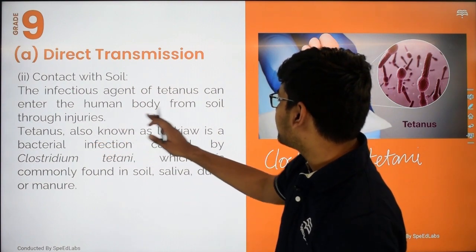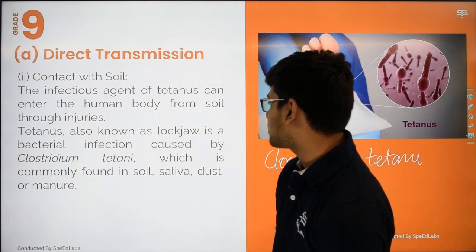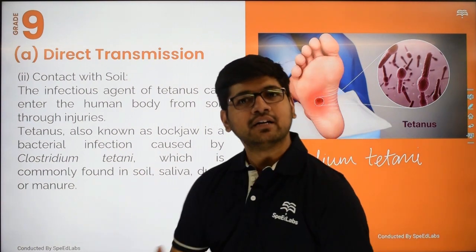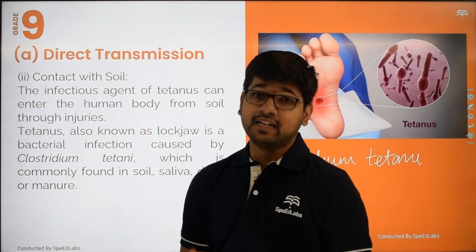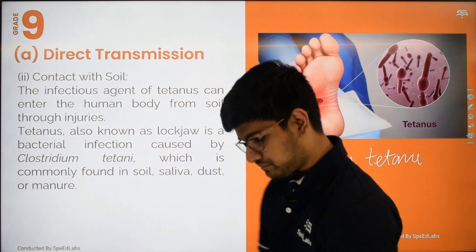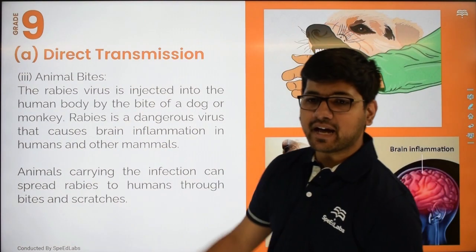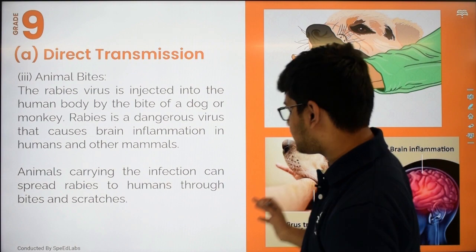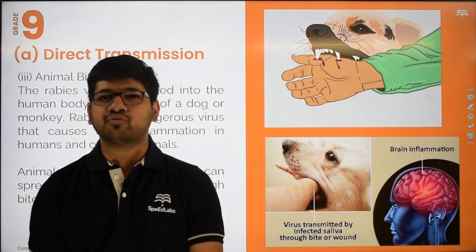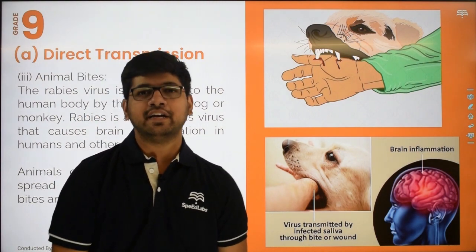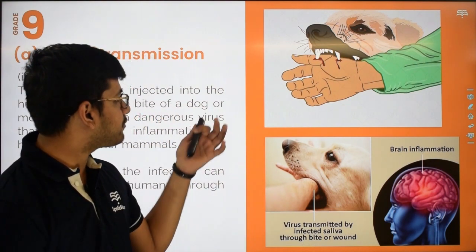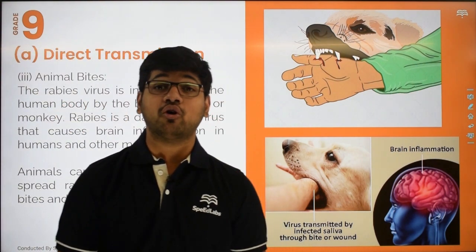Tetanus, also known as lockjaw, is a bacterial infection caused by Clostridium tetani, which is commonly found in soil, saliva, dust, or manure. Any kind of thing that you may find dirty may harbor tetanus. You never know. Along with it, animal bites. Animal bites like rabies, from rabid animals like undomesticated or street dogs you find in the streets near your home or surroundings, may carry a particular pathogen which causes rabies.